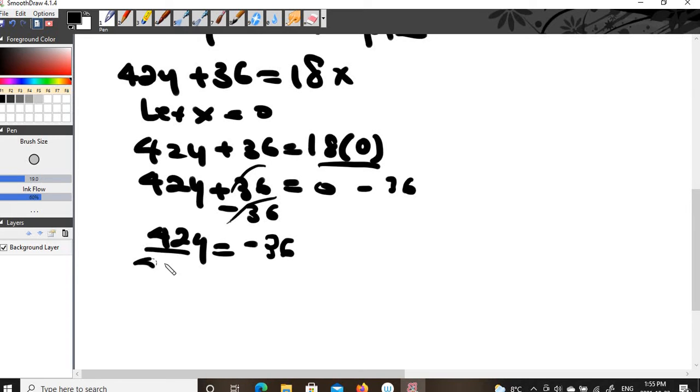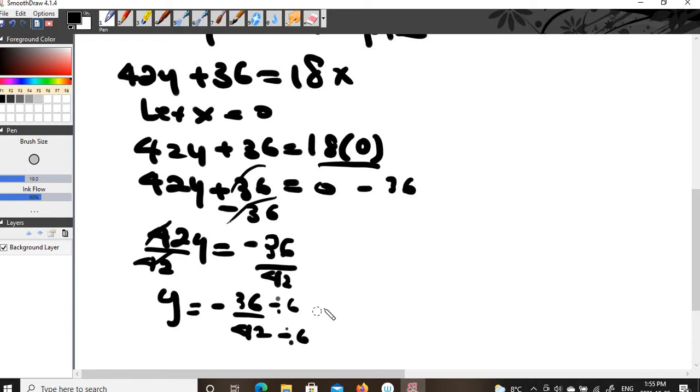And then we divide both sides by 42. 42 and 42 cancel out. y = -36/42. So we can divide both by 6. Negative 36 divided by 6 is going to be negative 6, and then 42 divided by 6 is going to be 7. Therefore, when our x is 0, y is going to be negative 6/7.